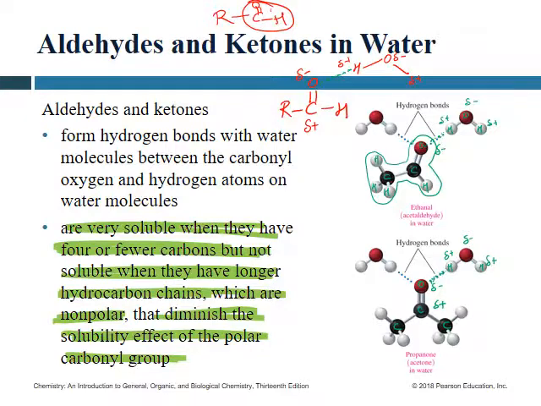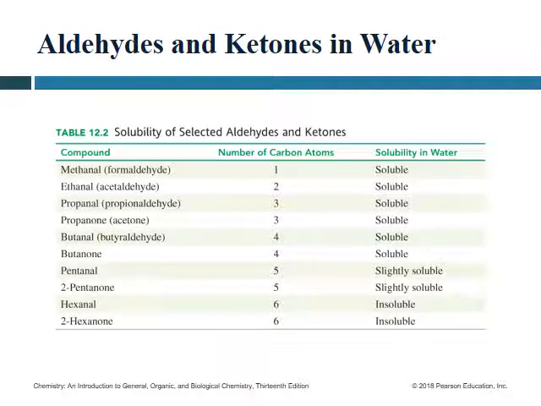Alright, so that's aldehydes and ketones. So for instance, methanal, ethanal, propanal, propanone, butanal, butanone, they are all soluble in water as long as they are 4 carbons or fewer. But when it becomes more than 4, they become slightly soluble or completely insoluble as it increases.